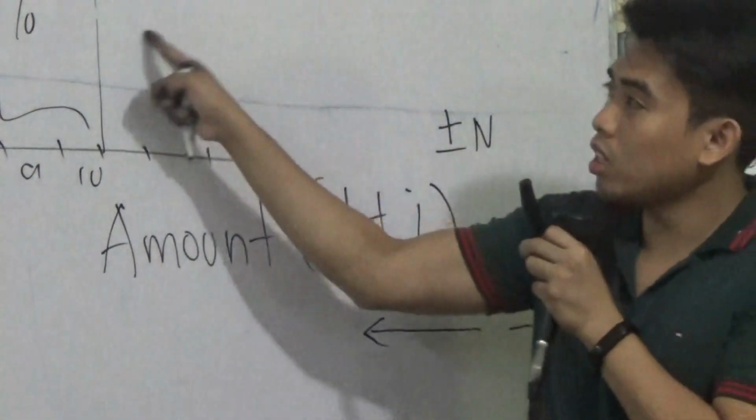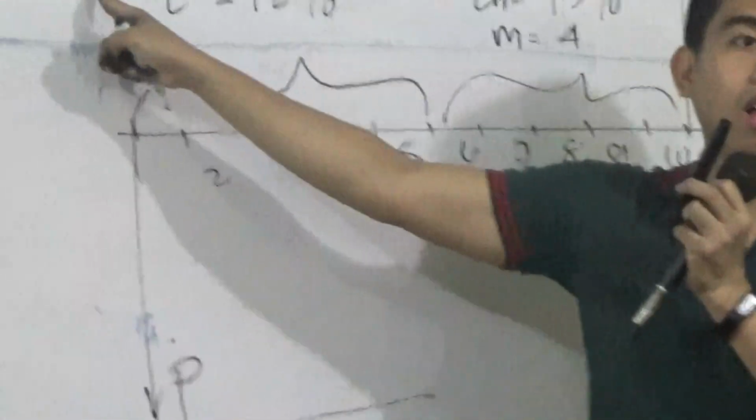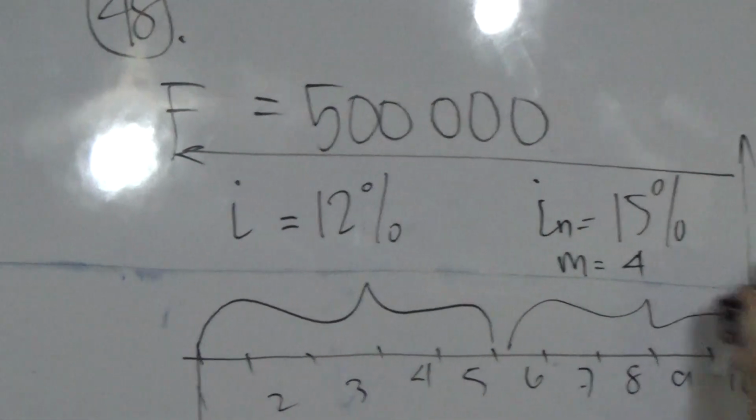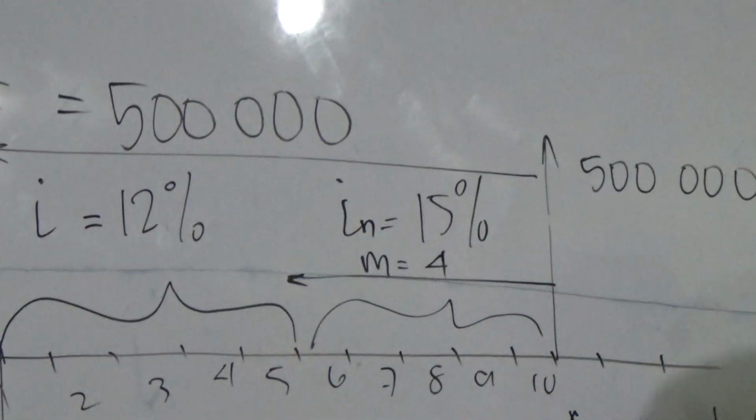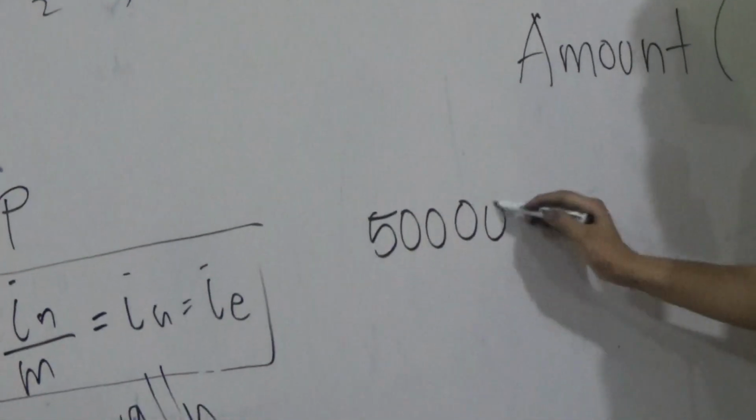Magpapalipat lang tayo ng pera. Yung 500,000 na yan, palipatin ko dito. Okay? So, ang paglipat, isa-isa lang, kasi hindi pwedeng diretso, magkaiba interest eh. So, palipatin ko muna siya hanggang dito. So, palipatin natin. 500,000.